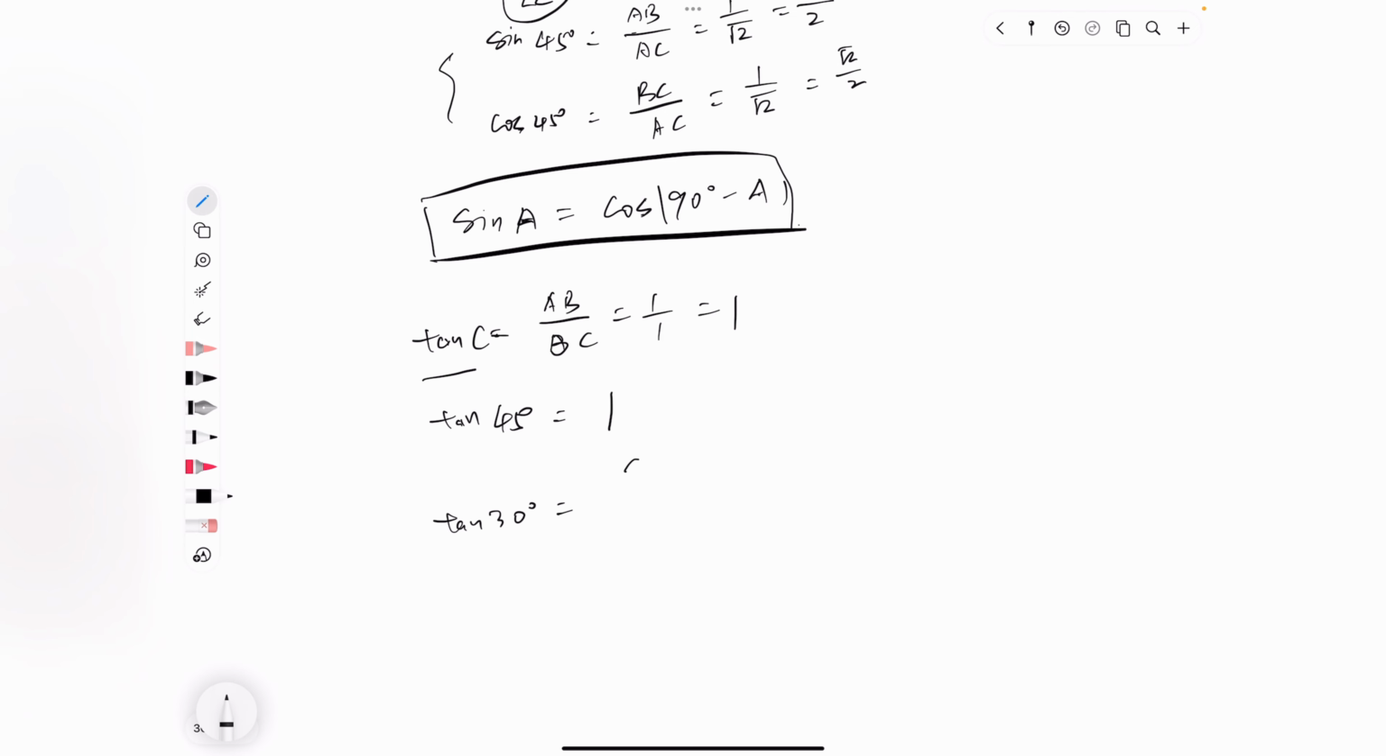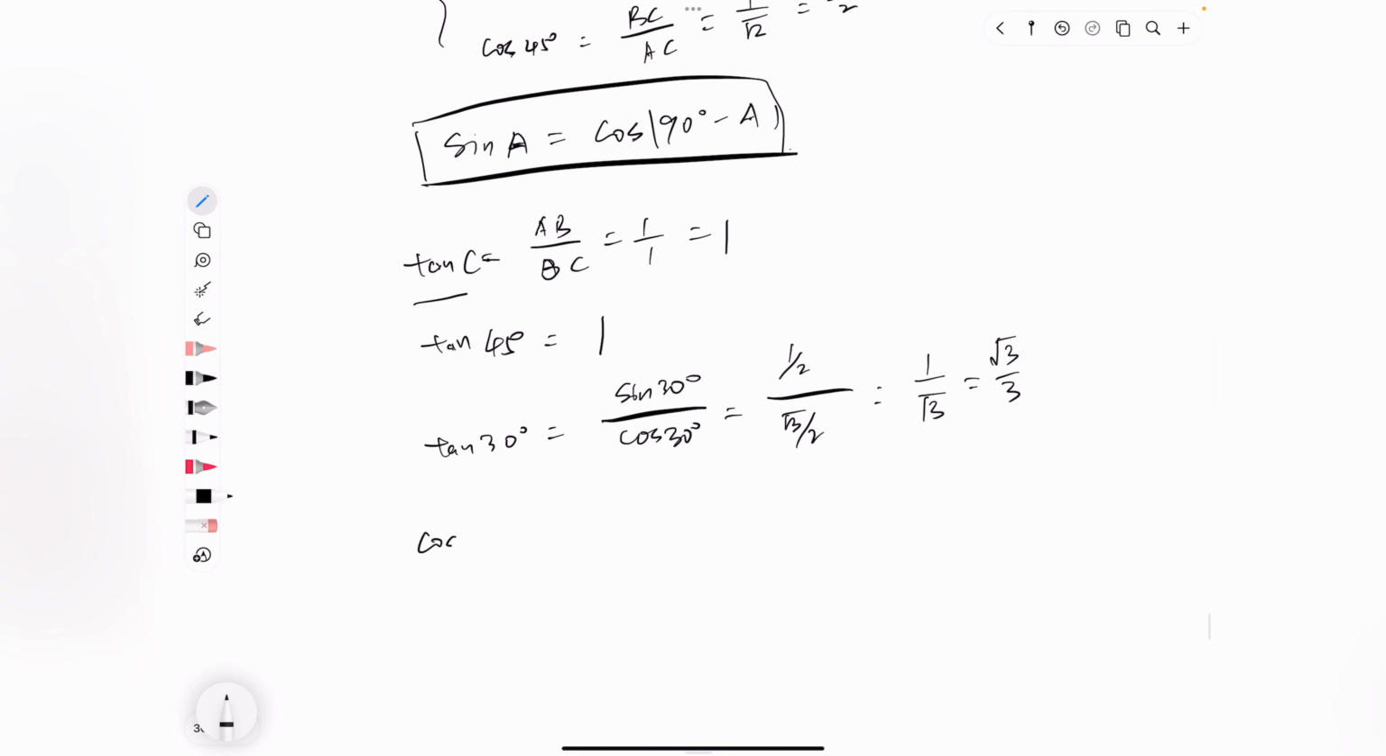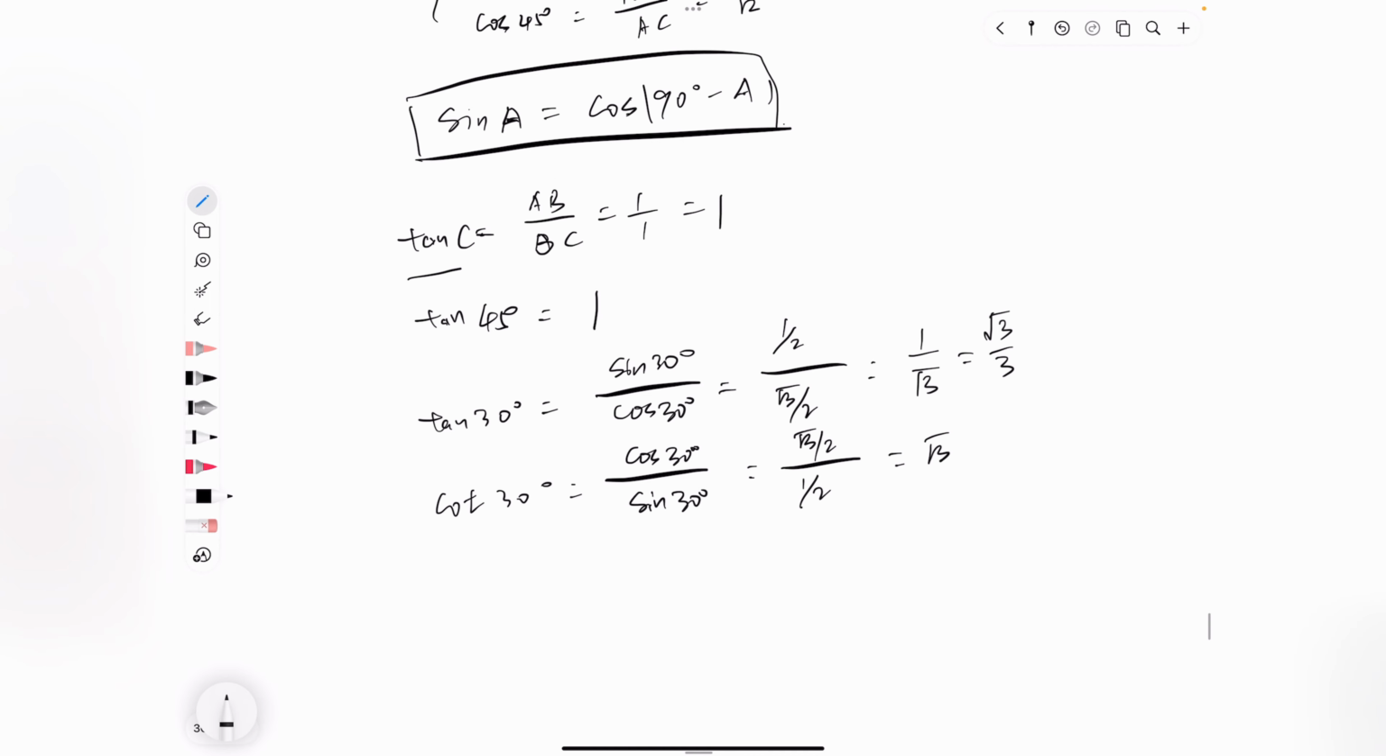Tan 30 degrees will be sine 30 divided by cosine 30. That will be 1/2 divided by root 3 over 2. That will be 1 over root 3, which is root 3 over 3. Cotangent 30 equals cosine 30 over sine 30 equals root 3 over 2 divided by 1/2 equals root 3.